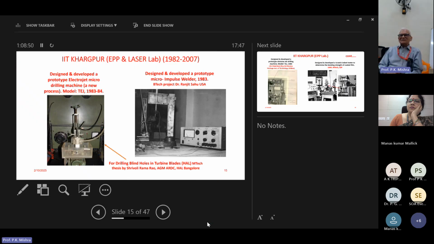So I came to IIT Kharagpur. Then the problem I got was drilling a hole inside the thing. You can say we developed this one by the person. He finally called it STAR.